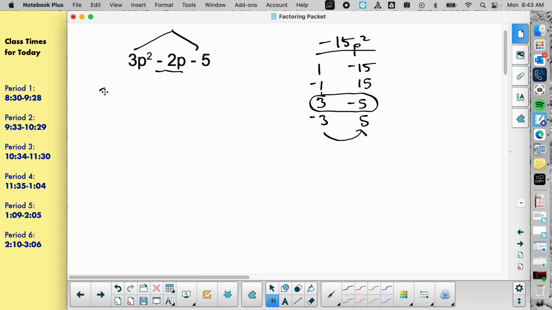So I am now going to write 3p squared. Now I got a positive 3. Both of them are going to have a p on there because the part I left out is that when they multiply, they have to be p squared. So I'm going to have 3p squared plus 3p minus 5p minus 5. The order you write the two numbers doesn't matter. It won't matter at all.